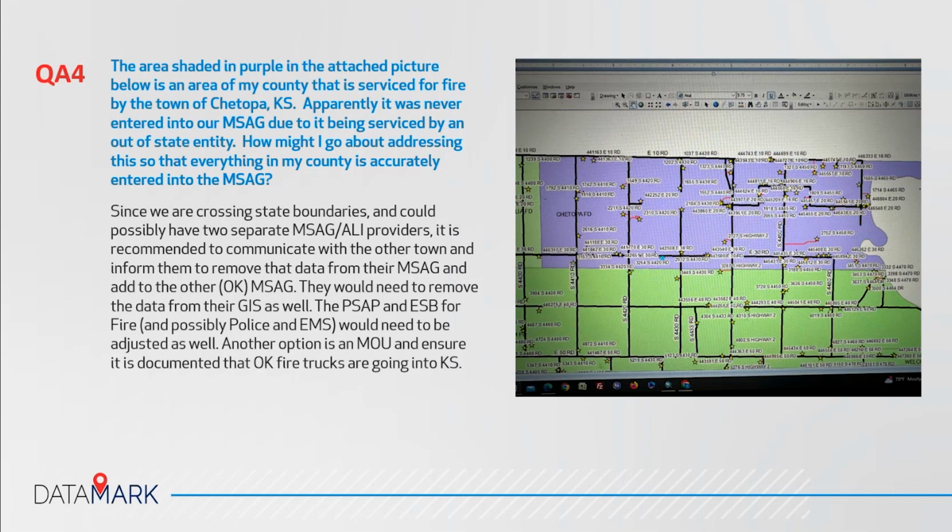I don't really know what's going on in Kansas for their providers. But it is possible to have two different ones. So we always recommend that you communicate with the other town and then inform them that they need to remove that data from their MSAG, and then the county should actually add that data to their MSAG. And then the Kansas County would also need to remove the data from their GIS, the PSAP and ESB for fire, and possibly police and EMS would need to be adjusted as well.